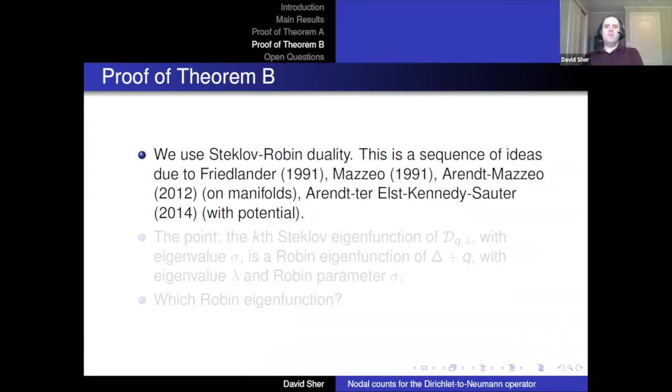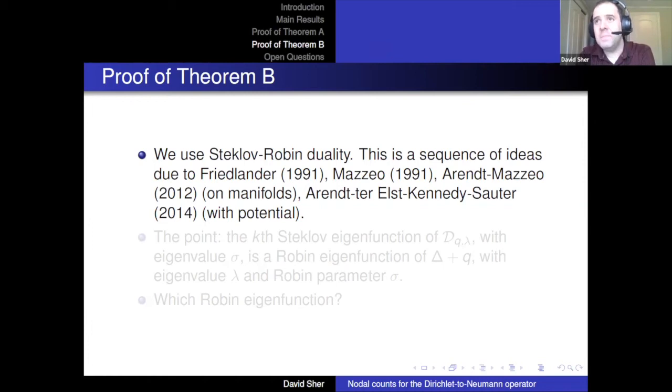Okay. So the proof of this theorem would actually be substantially shorter than the proof of Theorem A if we didn't have to write down a couple of things that were probably well known but not written down. So we use the idea of Steklov-Robin duality. As I said earlier, this is a sequence of ideas that, as I understand it, started with Friedlander in 91, Rafe Mazzeo 91 as well, and has been generalized in various ways by some people. I want to note that Arendt and Mazzeo generalized it to manifolds, a couple of papers in 2007 and 2012.